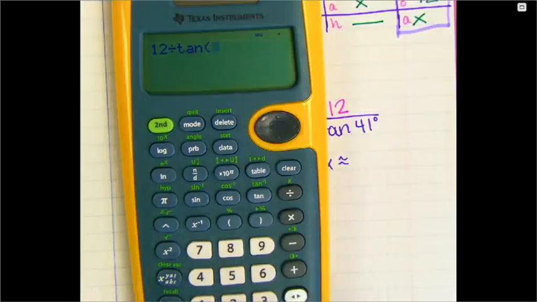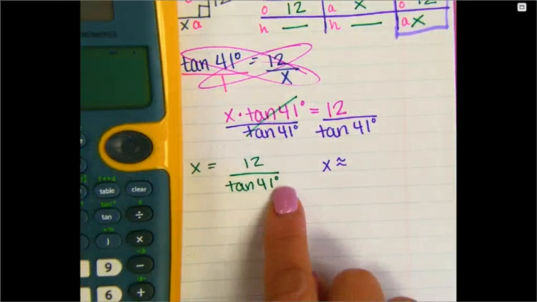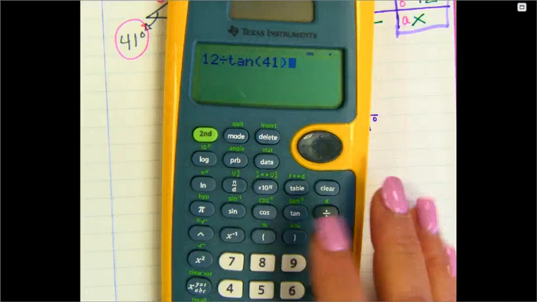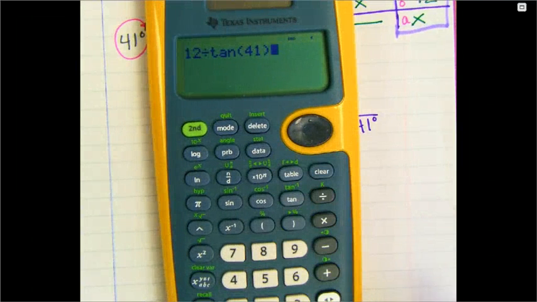Okay, you see the parenthesis? What's the degree I have? 41. Put in 41. Close that parenthesis. Press enter. 13.80. 13.8 is correct. Make sure you hit tangent, not sine or cosine. Did you hit divide? You need to make sure you're in degrees. If you're not in degrees, that's a problem too. Up at the top should be degrees.